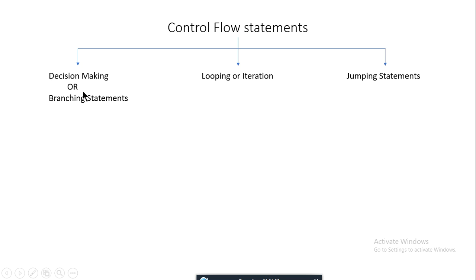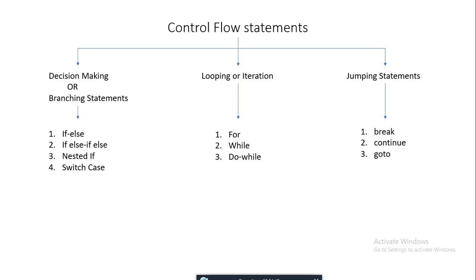The control flow statements can be categorized into three categories. One is decision making, which is also called branching statements, then looping or iterations, and then jumping statements. So let's start with decision making or branching statements. These are the statements where you have to test a condition, and based on the result of the condition, you decide which part of the statements you want to execute. Inside decision making or branching statements, there are if-else, if-elseif-else, nested if, and switch case. These four belong to decision making or branching.